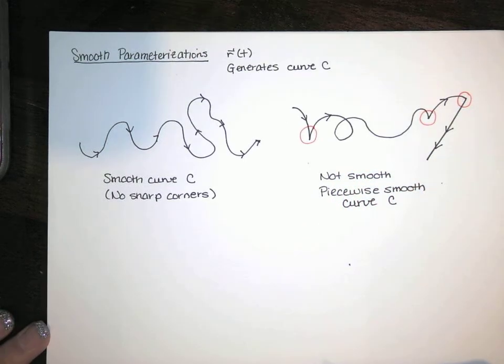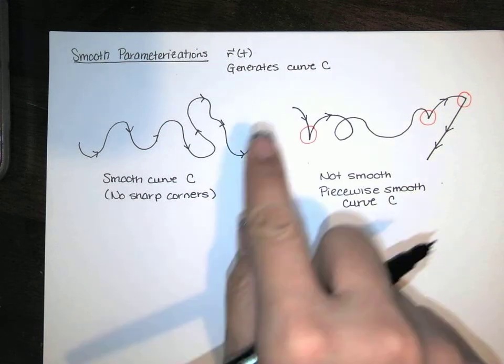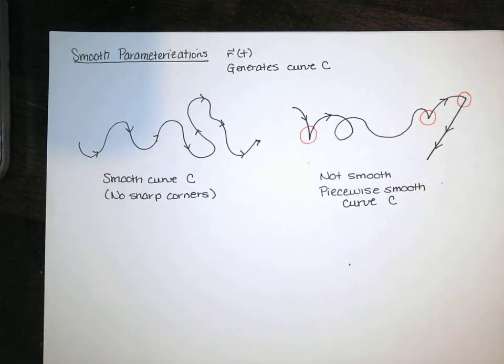And that's exactly what we would see. If you've got sharp corners, it's not smooth. If you have no sharp corners, it's smooth. But often, if we do have sharp corners, we can still at least think of it as piecewise smooth. But we have to keep that in mind when we need a smooth parameterization.